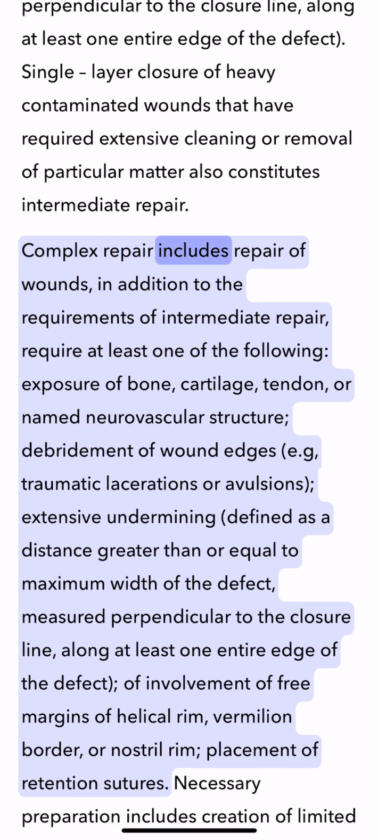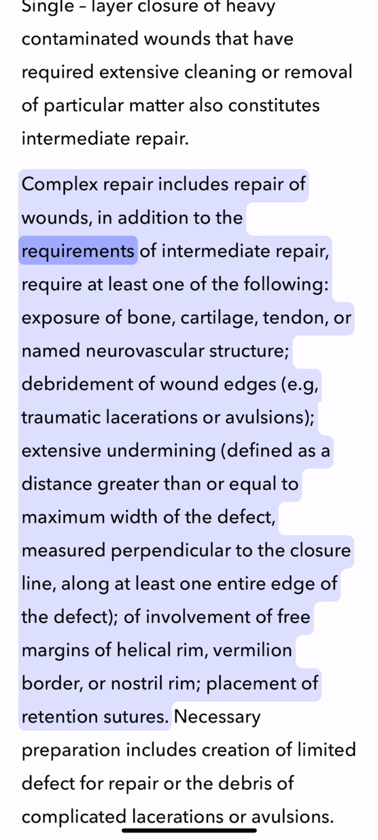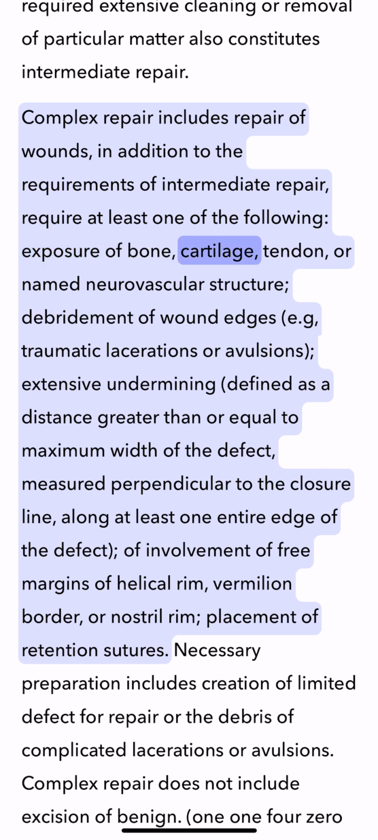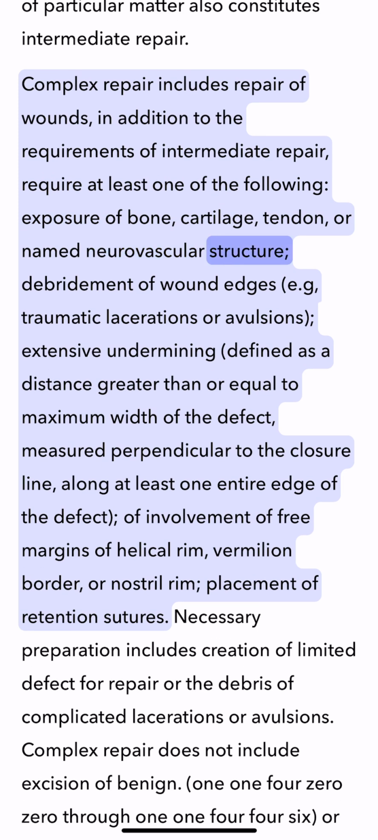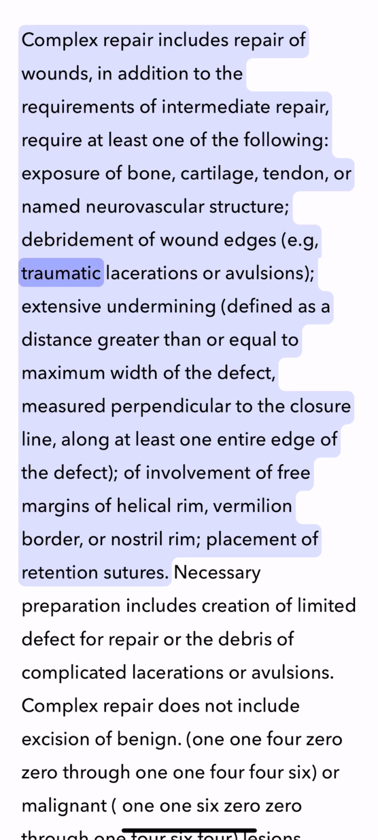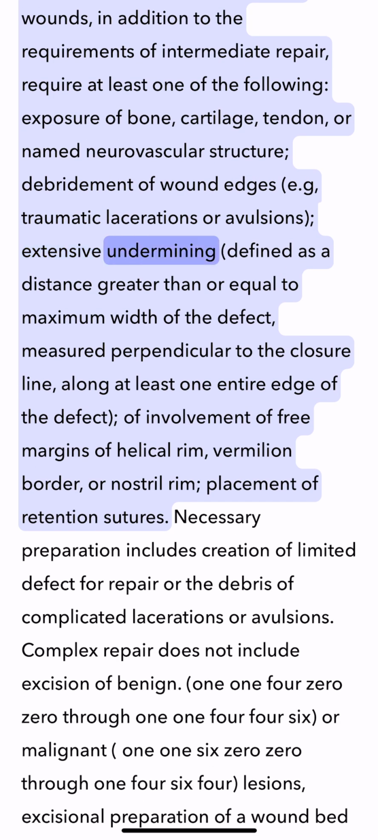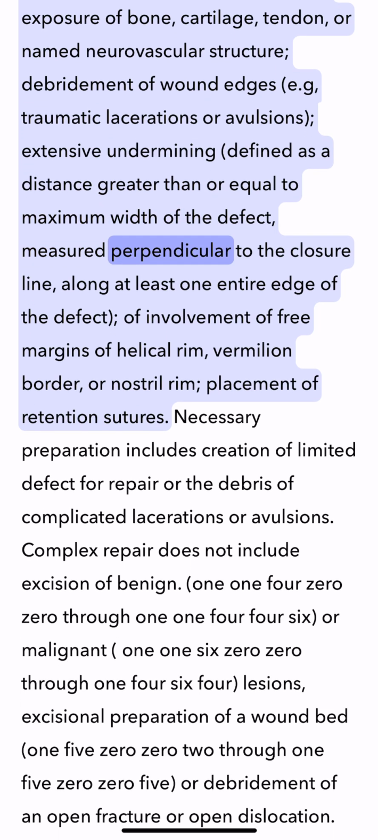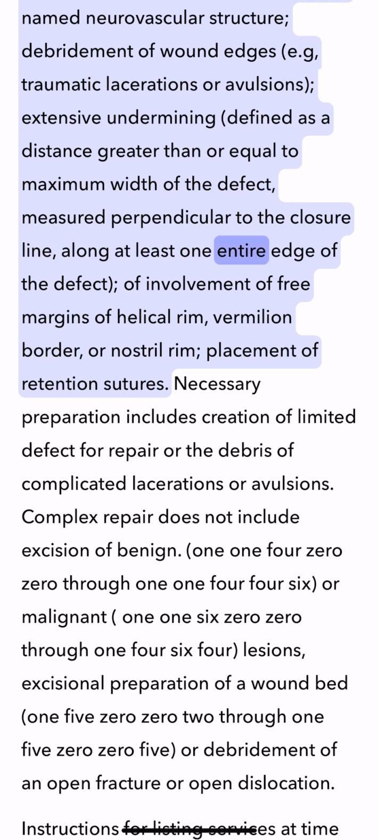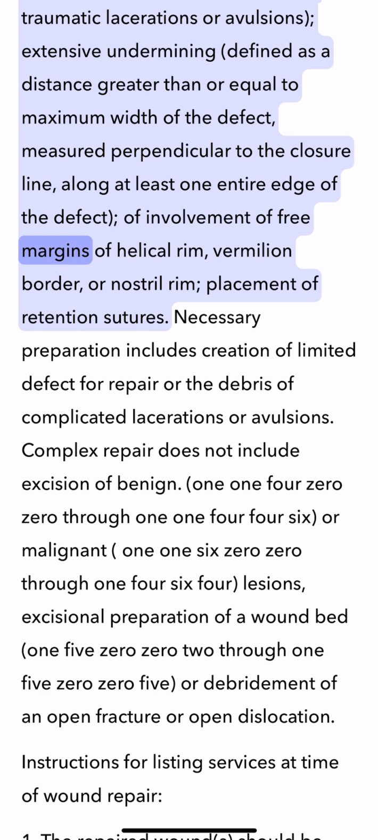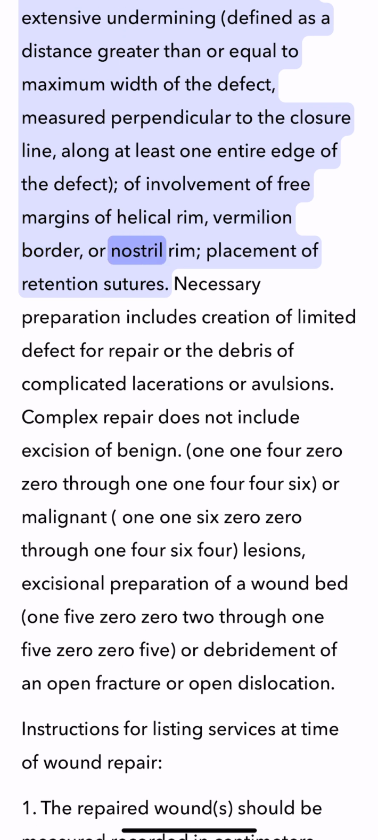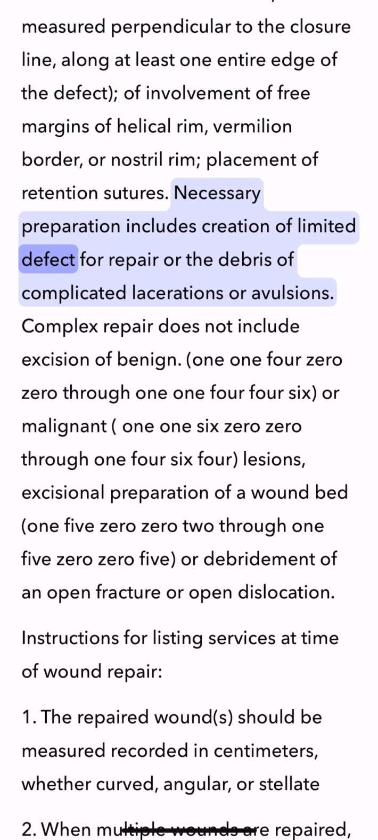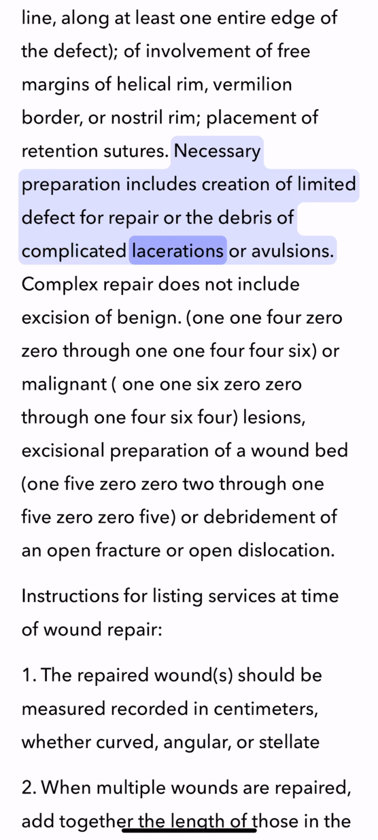Complex repair includes repair of wounds that, in addition to the requirements of intermediate repair, require at least one of the following: exposure of bone, cartilage, tendon, or named neurovascular structure; debridement of wound edges, for example, traumatic lacerations or avulsions; extensive undermining, defined as a distance greater than or equal to the maximum width of the defect, measured perpendicular to the closure line, along at least one entire edge of the defect; involvement of free margins of helical rim, vermilion border, or nostril rim; placement of retention sutures. Necessary preparation includes creation of a limited defect for repair or the debridement of complicated lacerations or avulsions.